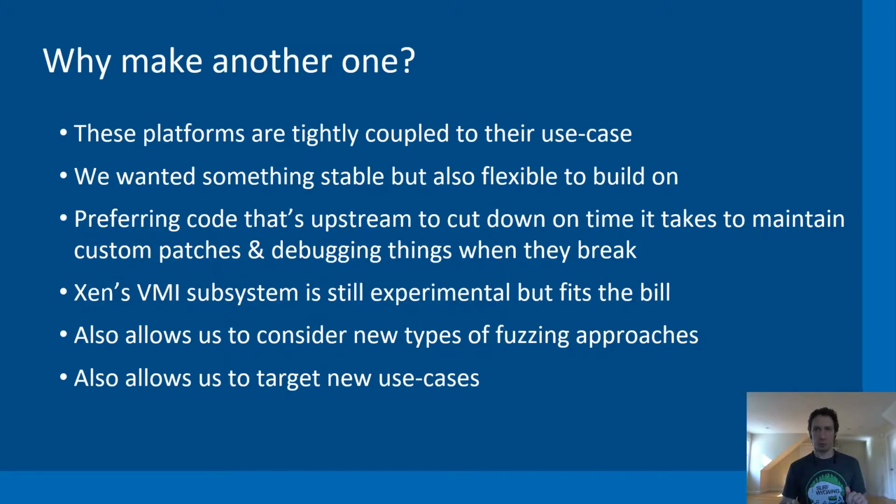As for the other systems, we really wanted to use something that's upstream, or at least builds on as stable APIs as possible, just to cut down on the time it takes to debug when things don't exactly work the way we want them to. Zen's VMI subsystem is experimental, but it's been upstream for a long time and it has been tested very well. So we thought it's a good idea to start building on that. And also, it allows us a type of flexibility that the other systems didn't.